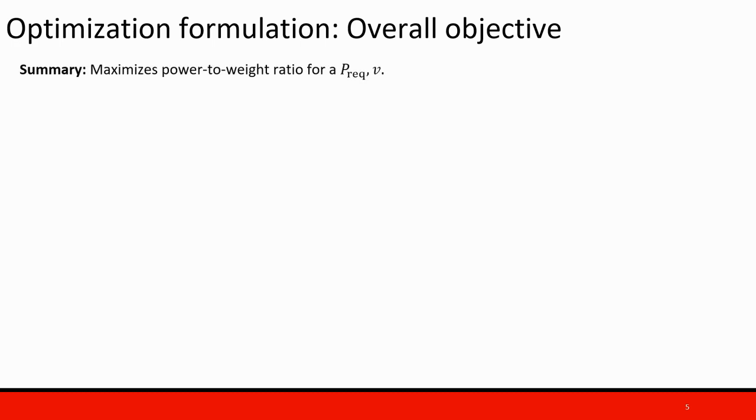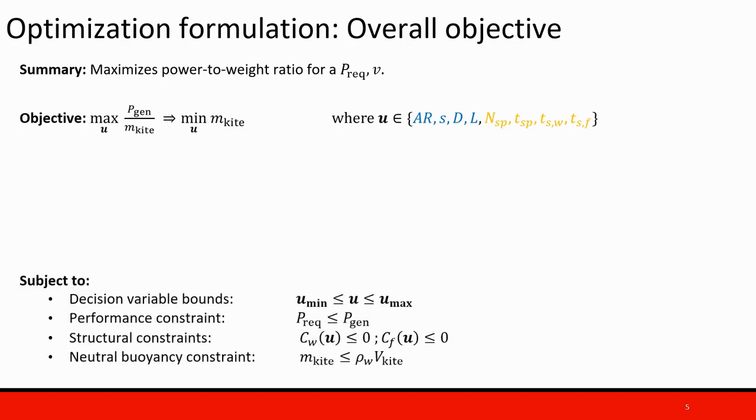The objective of the co-design problem is to maximize the power to weight ratio for a power requirement at a rated flow speed. As the power is constrained, this optimization reduces to minimizing the mass of the kite, subject to bounds on the decision variables, a performance constraint which requires a minimum generated power, and structural constraints on the wing and the fuselage. It also has a neutral buoyancy constraint, which is modeled as an inequality because cheap ballast mass can be added to attain this.